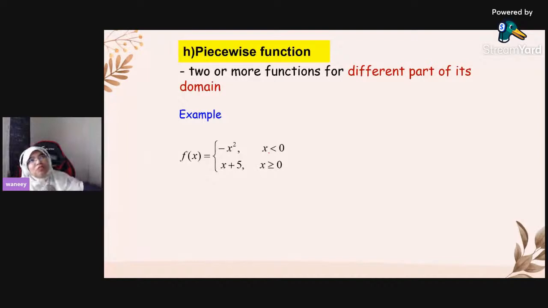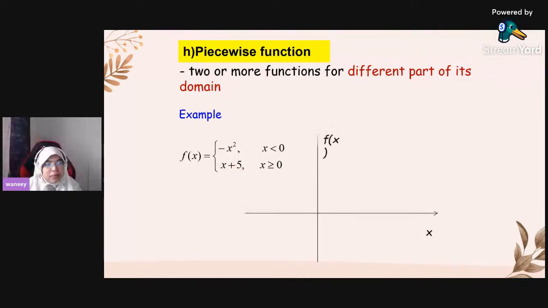So daripada kita lukis set tu, kita potong separuh. Kita hanya akan ambil yang sebelah kiri saja. And then x plus 5. X plus 5 adalah satu garis linear. They go from negative infinity to infinity, but we only want the positive part. So you need to make sure you start from 0 going up. Okay, so on the right hand side over here, this is for x plus 5. On the left hand side over here, this is negative x square.